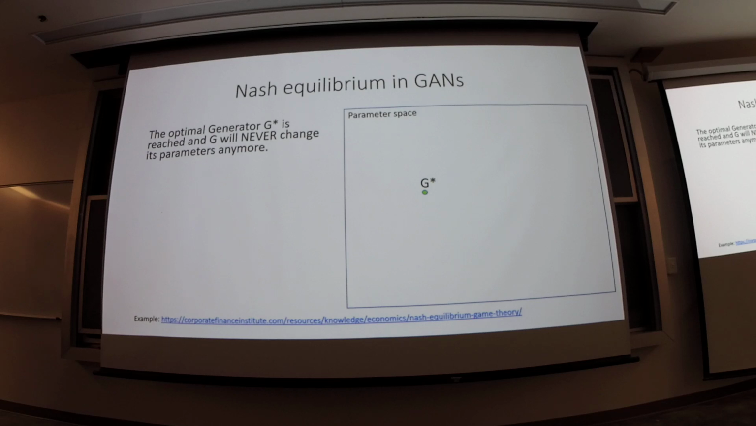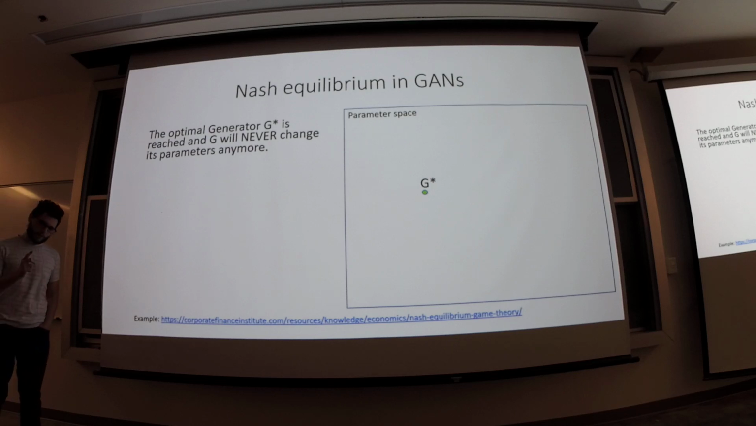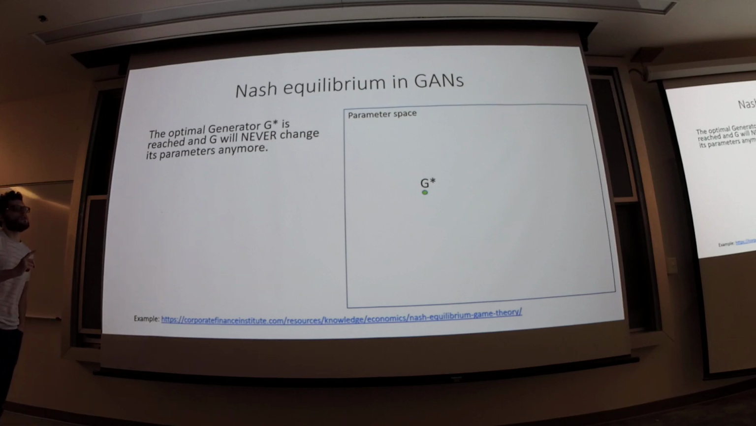Let's talk about Nash equilibrium in GANs. We want to reach the Nash equilibrium in GANs. So it means that point in which neither of them, talking of course about the generator and the discriminator, will change their parameters anymore, based on what the other does.